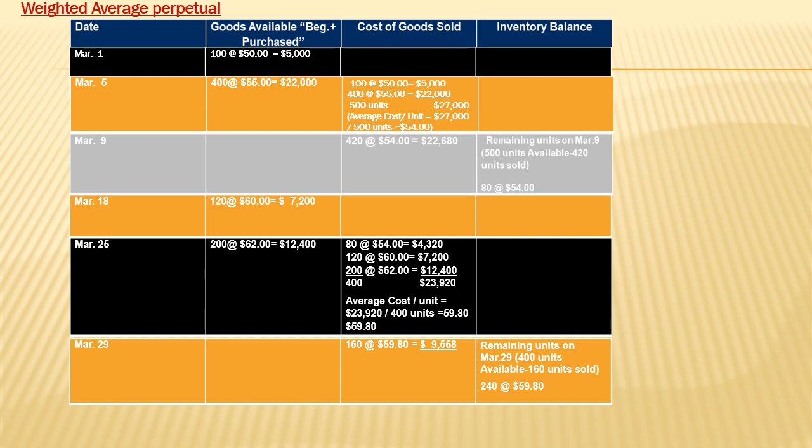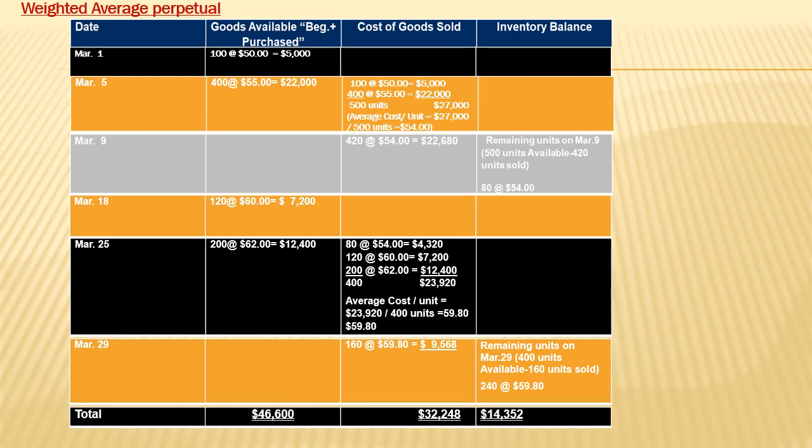So to calculate the average cost per unit, I just divide the total cost by the number of units to arrive at $59.80 cost per unit. This number, the average cost per unit, is the number I'm going to use on the following day, in which the sale transaction happened, March 29th, to calculate cost of goods sold. So here 160 units were sold. I just multiply the 160 units sold times 59.80, which I arrived at the previous day when I calculated the average cost per unit, to arrive at the cost of goods sold.